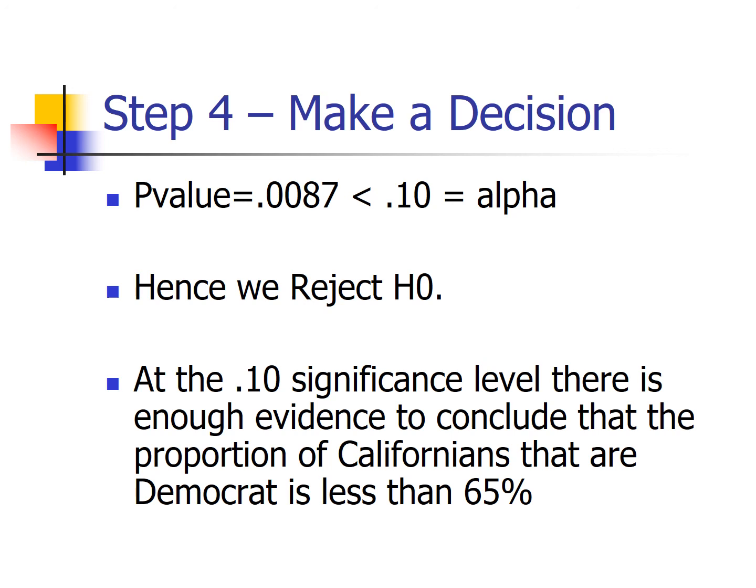In this example, our p-value is less than our alpha. Anytime our p-value is less than alpha, we reject our null hypothesis, and we conclude at the 0.10, the 10% significance level, there is enough evidence to conclude that the proportion of Californians that are Democrat is less than 65%.